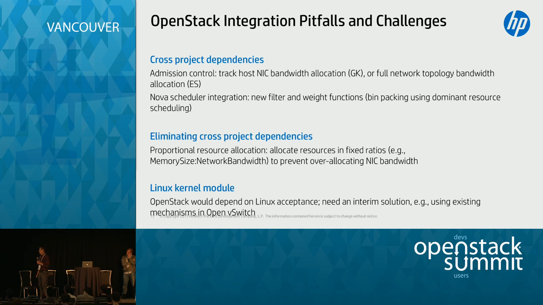The other issue that we had is that both Gatekeeper and ElasticSwitch work by implementing a Linux kernel module. In the case of Gatekeeper, this is mostly for fine-grained monitoring of the flows. And this is kind of a non-starter for contribution to OpenStack. First, we'd have to contribute to Linux and get that accepted before OpenStack could consume it. So that's really not going to go very far. So what we're doing now is looking at an interim solution that would eliminate the kernel module and leverage existing features in Open vSwitch to get an almost as good solution.